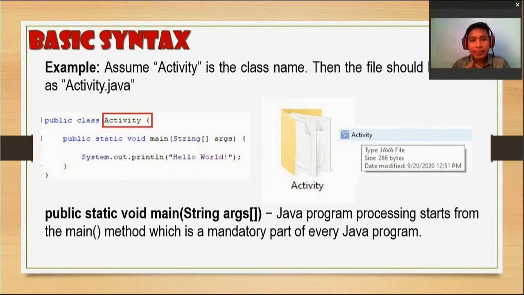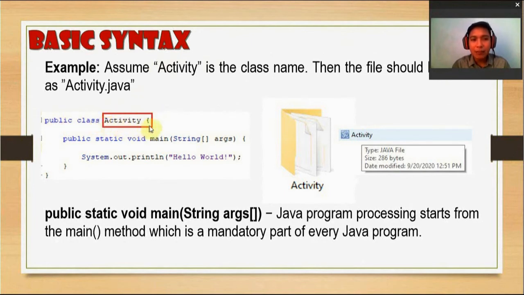Okay? Example, assume that Activity1 is your class name. Okay? Then the file should be saved or named as Activity1.java. Okay, as we can see on the screen, we have the public class Activity1, which is your class name.